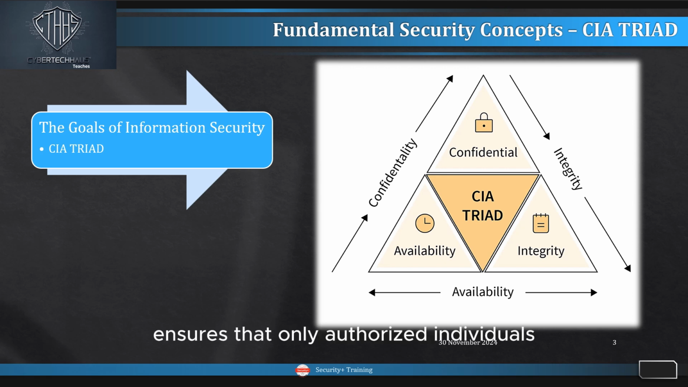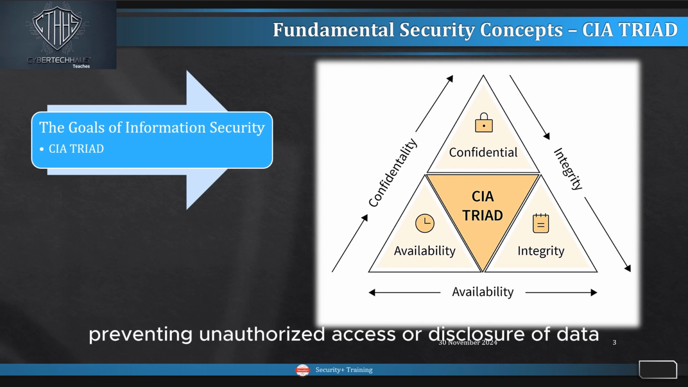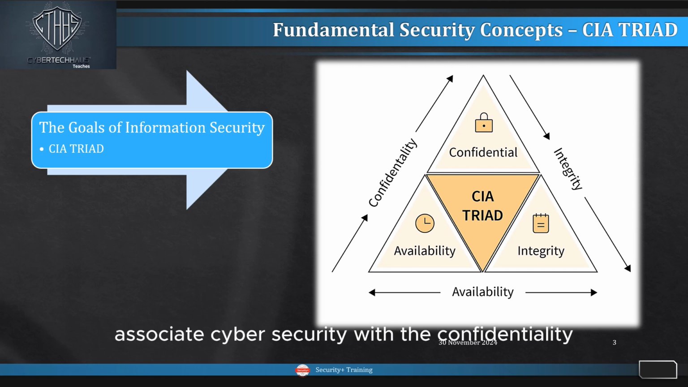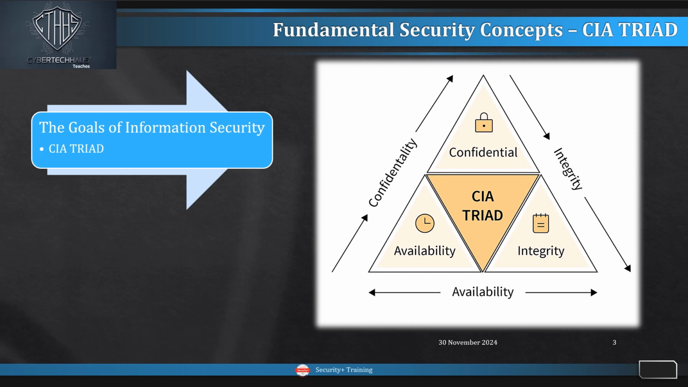Confidentiality ensures that only authorized individuals can access sensitive information and resources, which is a key focus of cybersecurity, preventing unauthorized access or disclosure of data. Most people associate cybersecurity with confidentiality, and security professionals devote much effort to maintaining it. When confidentiality is breached, unauthorized parties gain access to sensitive information without the owner's consent, a situation known as disclosure.